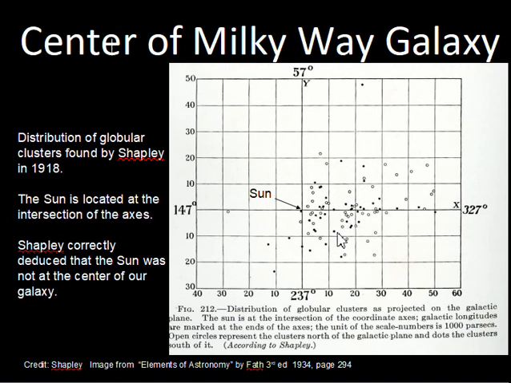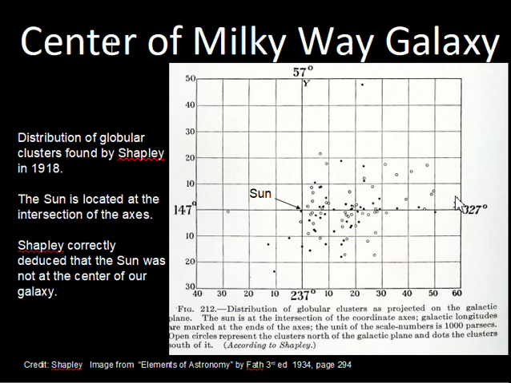Consequently, the numbers on the scale here are not correct, but here's Shapley's diagram reproduced in an Introductory Astronomy book from 1934. But it was a great step forward to realize that the sun was not at the center of the Milky Way galaxy, that the Milky Way galaxy center was at the center of the distribution of the globular clusters. So that was the first big use of the globular clusters.